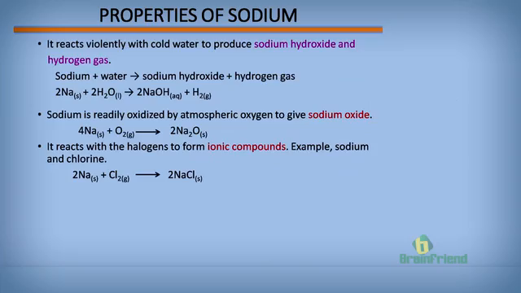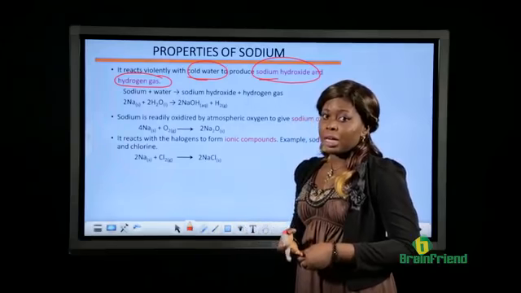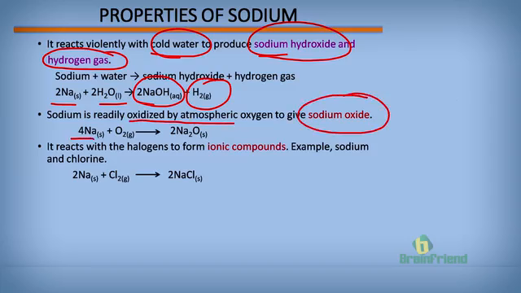Now, some chemical properties of sodium. It reacts violently with cold water to produce sodium hydroxide and hydrogen gas. Of course, we mentioned this as one of the general properties of alkali metals, that they react with what? Water to produce the hydroxide and hydrogen gas. So sodium is not an exception. So when sodium reacts with water, we are going to be getting this alkali known as sodium hydroxide, and hydrogen gas will be released. Sodium is readily oxidized by atmospheric oxygen to give sodium hydroxide. So when sodium reacts with oxygen, it gets oxidized to what?